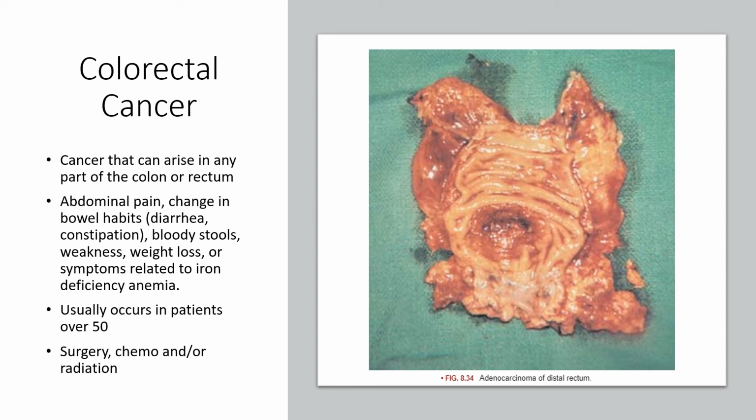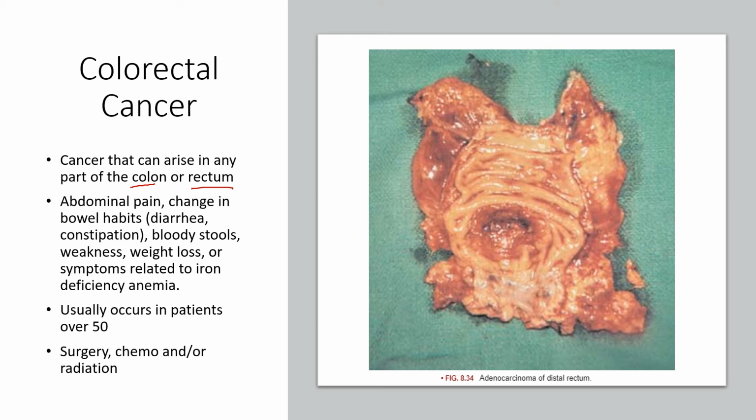Colorectal cancer, as the name implies, is a cancer that arises in any part of the colon or the rectum. And this picture here is what's known as adenocarcinoma of the distal colon. The patient may complain of abdominal pain, change in their bowel habits, diarrhea, constipation, bloody stools, weakness, weight loss, a lot of the same similar conditions that we saw in the other gastrointestinal pathologies that cause irritation.